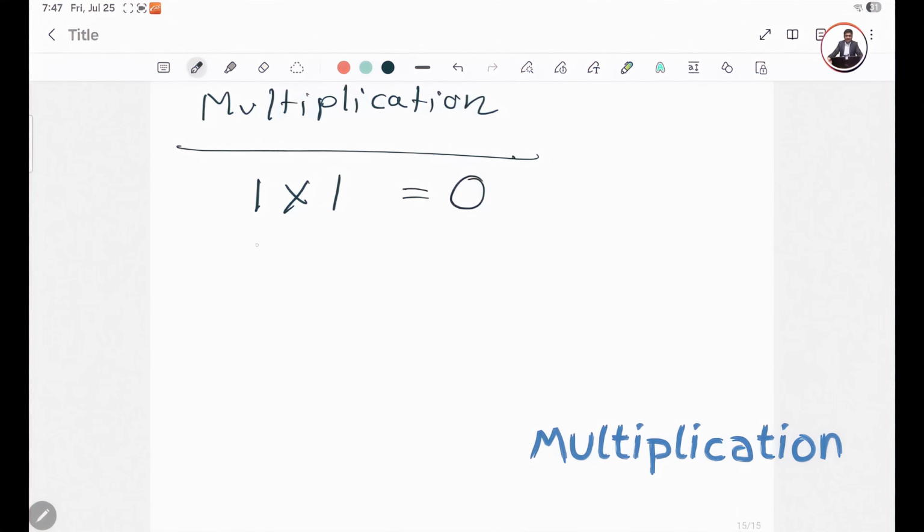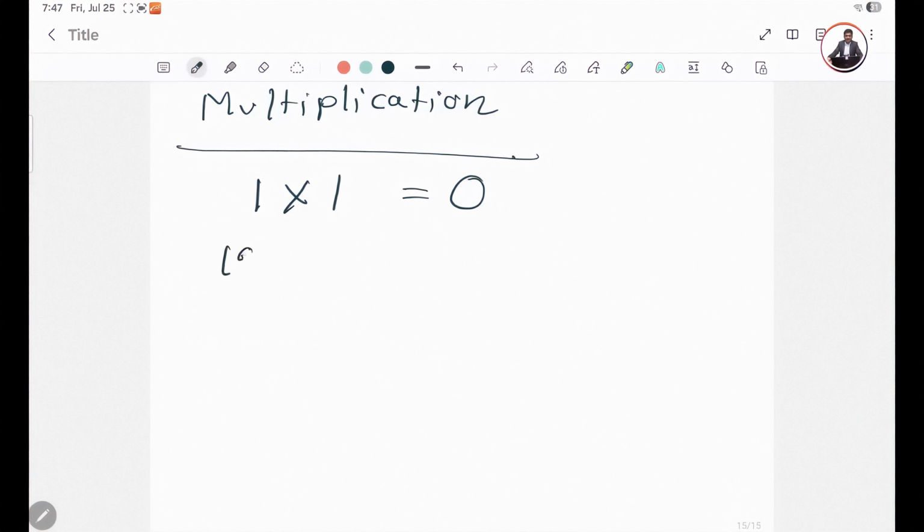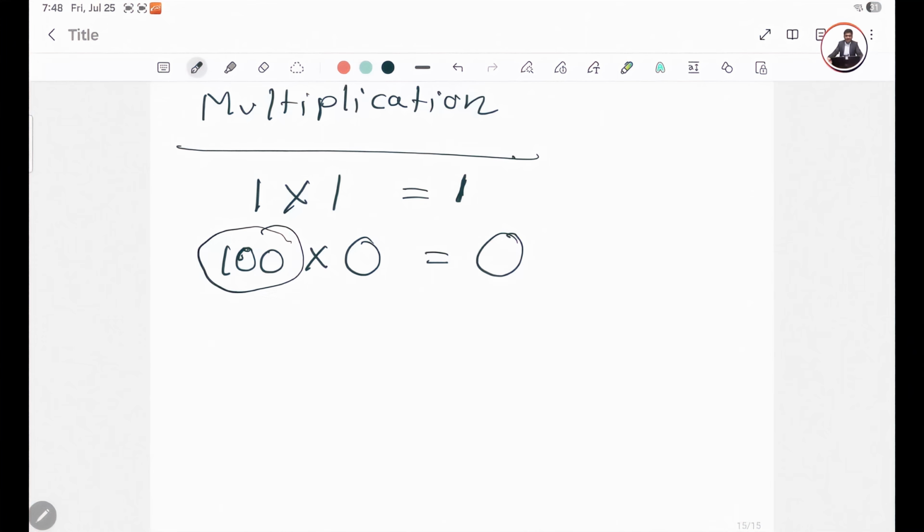See, any number 1 times 1 is 1. And then any number, say whatever, say 100, any number multiplied with 0, the answer is 0. I'm sorry here, this is 1. Any 1 times 1 is 1. And then any number multiplied with 0, the answer is 0.